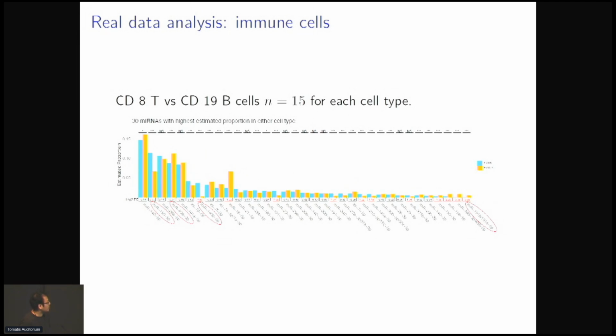And so we've done some real analysis as well. This is a plot of the immune cells, CD8 T cells and CD19 B cells, with sample size equal to 15 for each cell type. And we noticed that one of the common practices in differential expression analysis is thresholding on log fold change. So if the absolute fold change is less than 1, you don't even look at it. But if you do that, then a lot of these highly abundant features will be ignored. For example, the first one, miR1425P, has a fold change of 0.14, but it was still picked as significant by our method. So these are the things that will be missed if you use the more standard approaches.